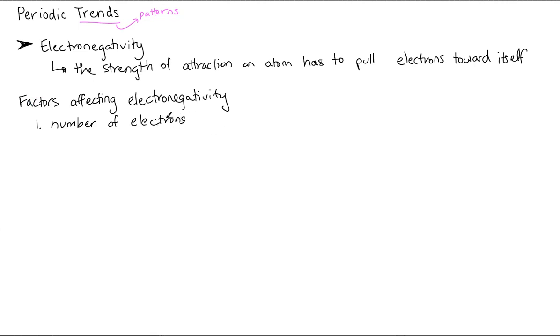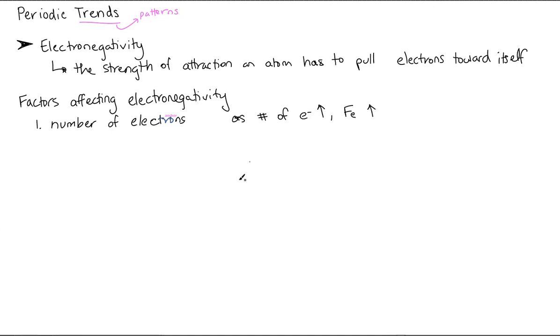Why? Because we know that it'll pull it more tightly toward itself if it has more electrons, right? How do we know that? Because of what we just learned about electrostatic force. The force increases, so as the number of electrons goes up, the attractive force also goes up.